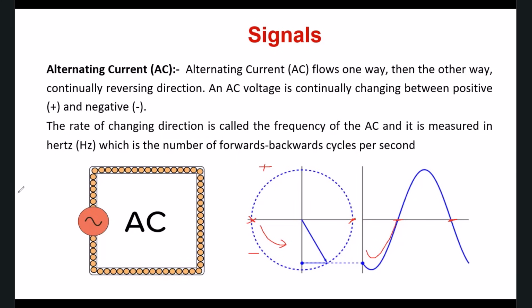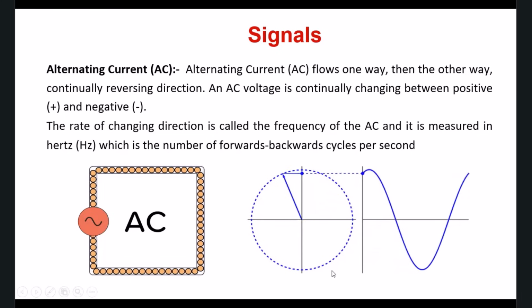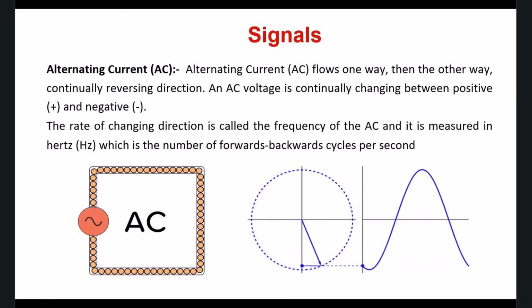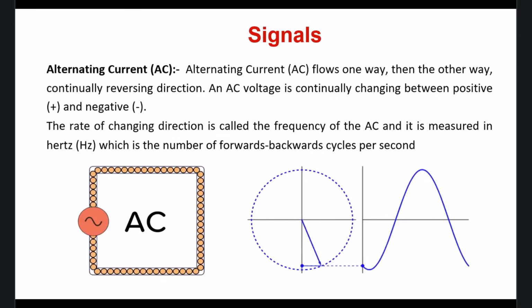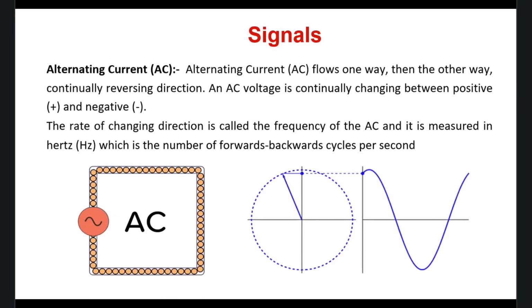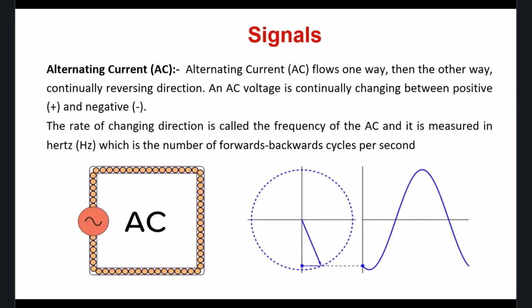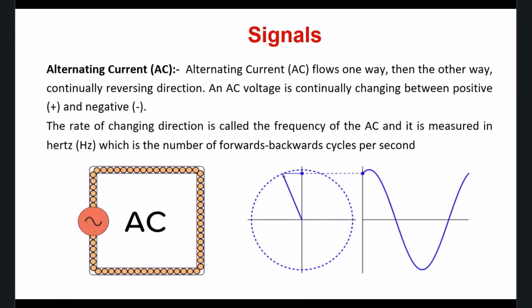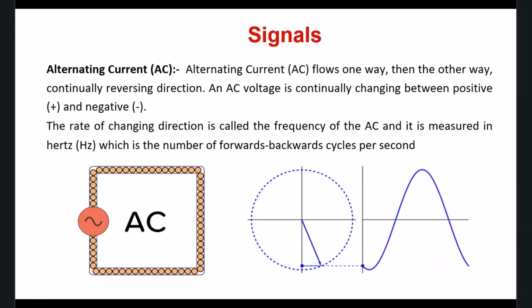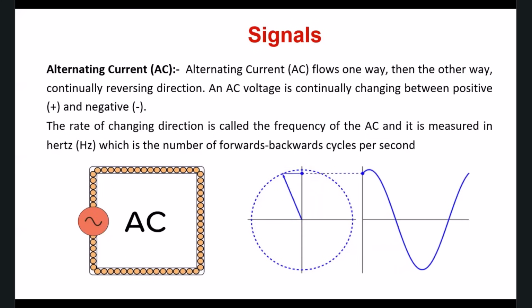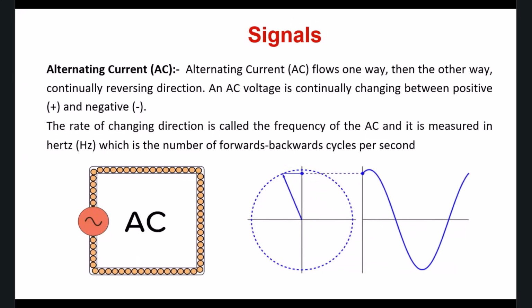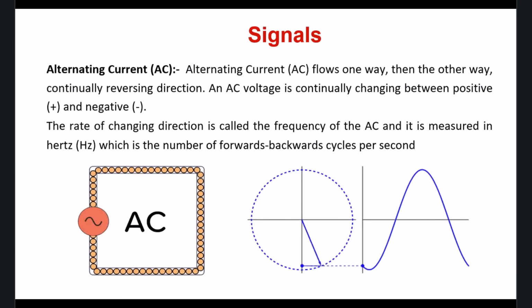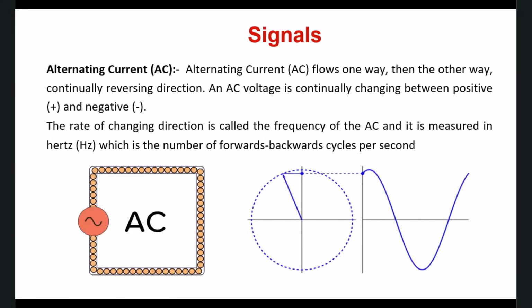Let me clear all the drawings so that you can see. So for the first 180 degree of the cycle, we are getting the positive half, and for the next 180 degree of the cycle, we are getting the negative half. And these positive and negative half signals are generating a signal which is called a sinusoidal signal. It is generating a sine wave.